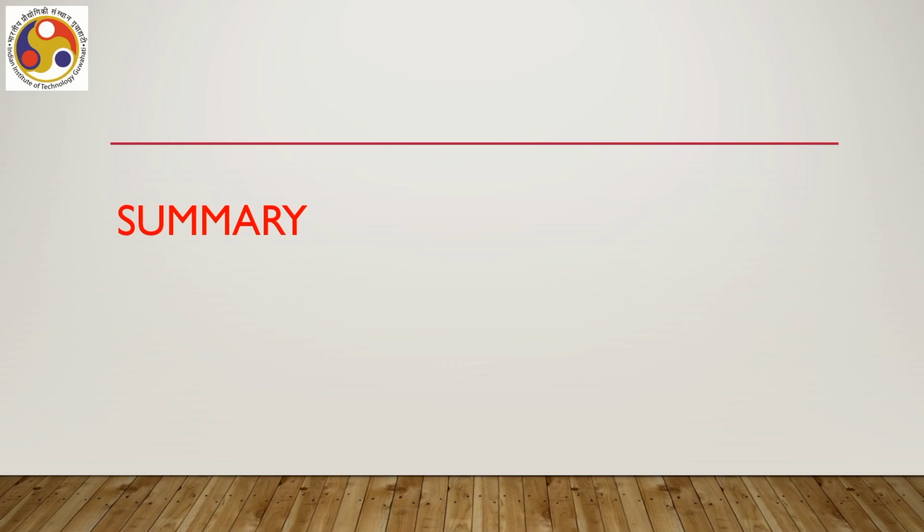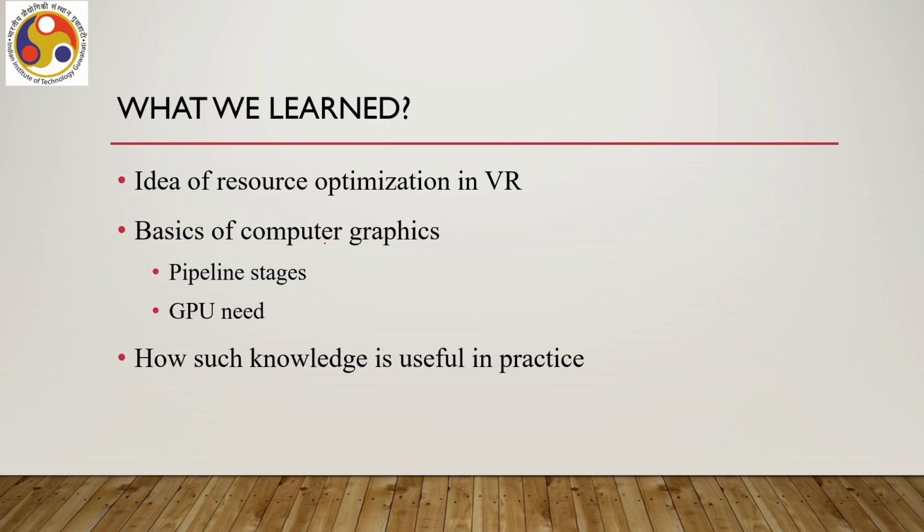So, let us summarize what we have learned. We have talked about the idea of resource optimization in virtual reality. In order to understand that, we introduced computer graphics, basically the 3D graphics pipeline, its stages and its implementation in software as well as in hardware, where we explained what a GPU is and how it is organized and how it is used to implement the stages. And also we talked about how such knowledge is useful in practice.